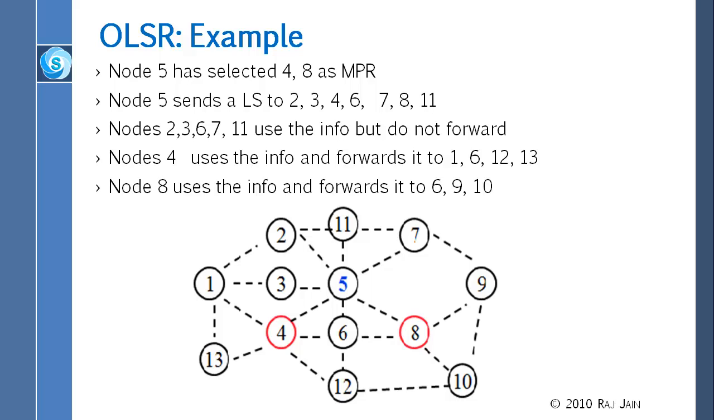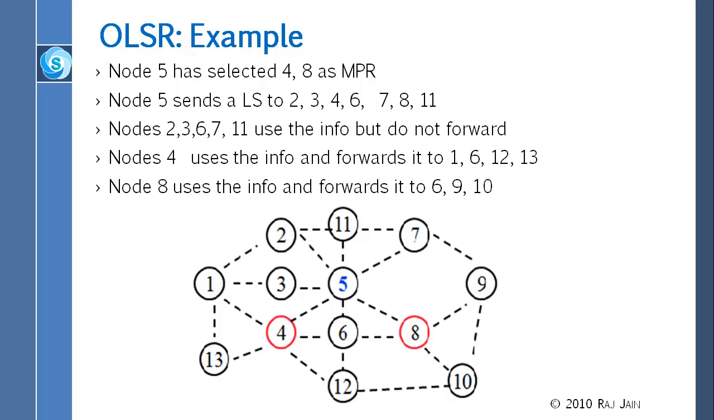Yeah, it will send to 6 unless there was some more negotiation in which 5 somehow tells 8 that 6 is my neighbor and that I've already taken care of it, so you don't have to worry about 6. So there might be some more optimization that can be done. But 8 will certainly send to 9 and 10, and once it sends to 9 and 10, then everybody in the network is covered here.